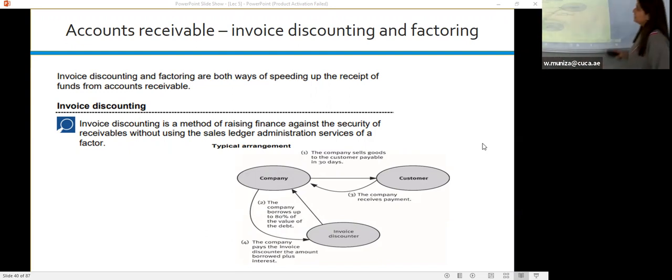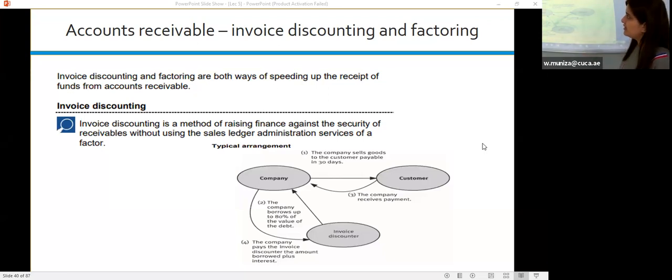Okay, now sometimes we do use the concept of invoice discounting and factoring. What happens is that sometimes the organization outsources the responsibility for collecting the debts. Instead of collecting the debts by themselves, in order to save time and cost, they outsource this responsibility to third parties. This responsibility can be outsourced in the case of invoice discounting and factoring. What are these? Invoice discounting and factoring are both ways of speeding up the receipt of funds from accounts receivable.